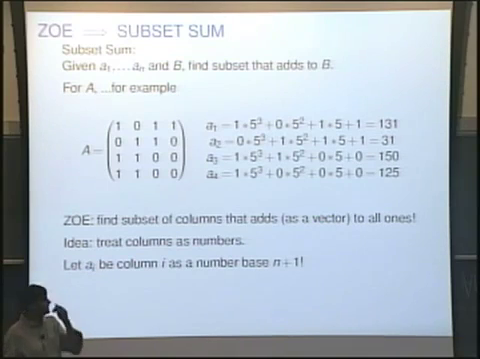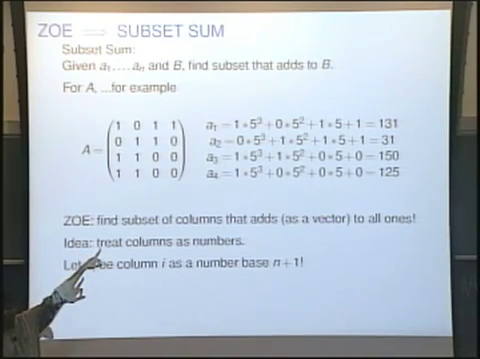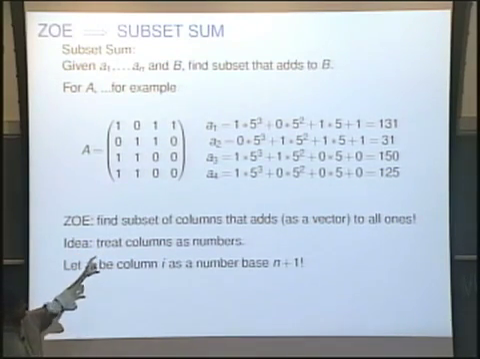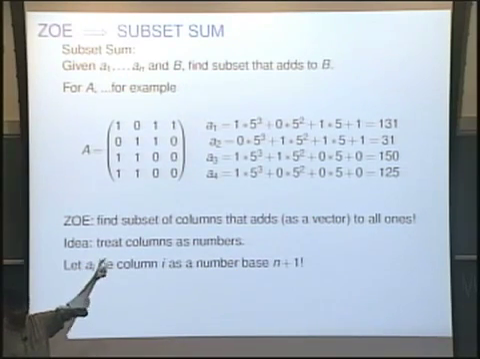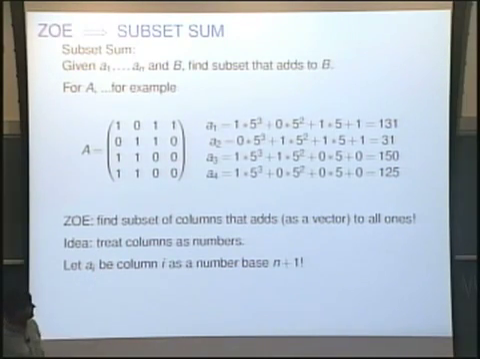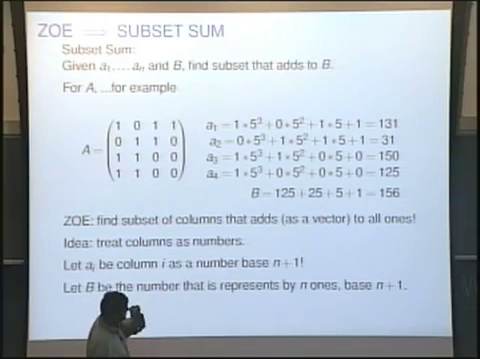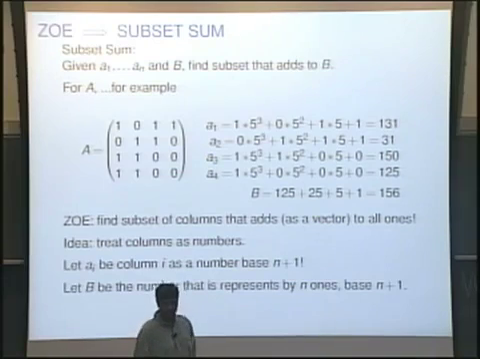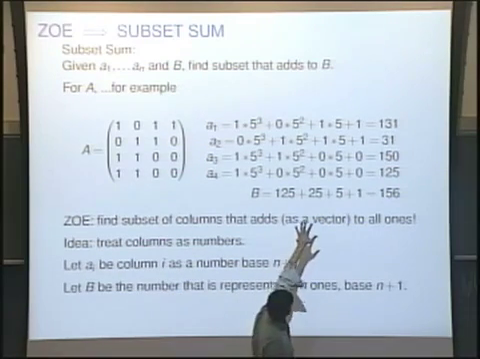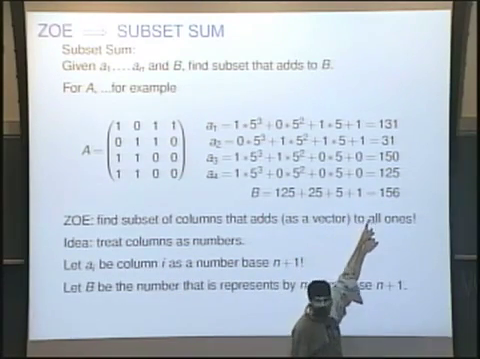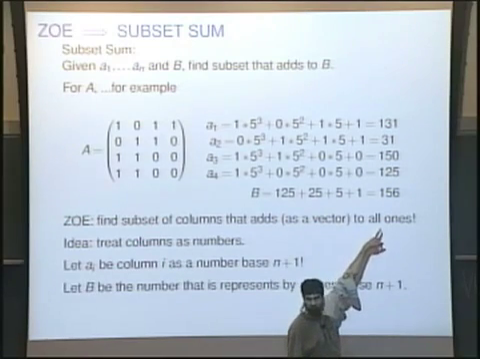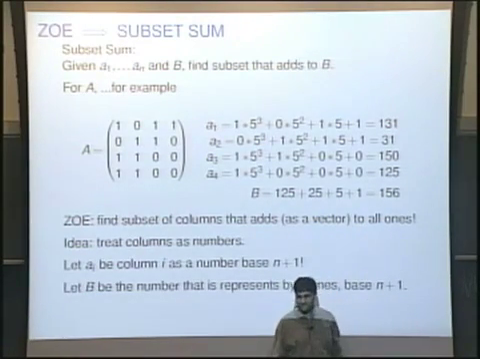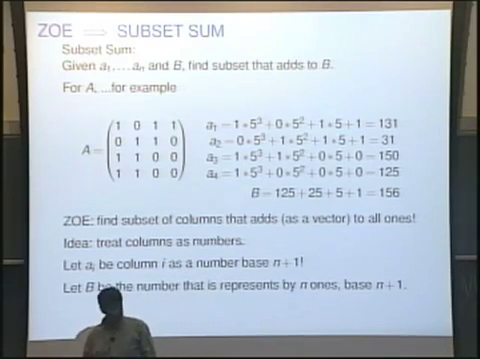Yeah, so he's suggesting this number B should be the number that corresponds to the representation of the all ones vector in this base 5. So that is 125 plus 25 plus 5 plus 1, which is 156. You can ignore this calculation. Now you have just a subset sum problem. You have a set of 4 numbers, and you want to see if there's a subset that adds up to 156. Does that make sense?